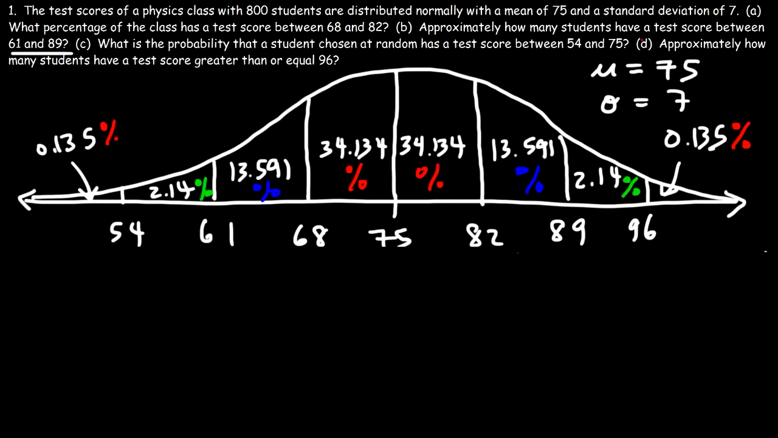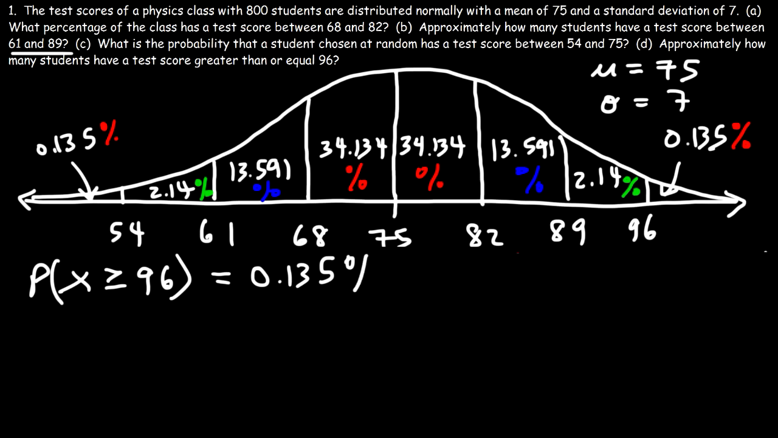And so that's the answer for part C. Part D, the last part of the problem. Approximately how many students have a test score greater than or equal to 96? So using a graph, what's the answer? So all we need is this region, which we can clearly see that it's 0.135%. Now, we're not looking for the percentage, but the number of students, which we'll get to later. So how can we get the same answer using calculus?